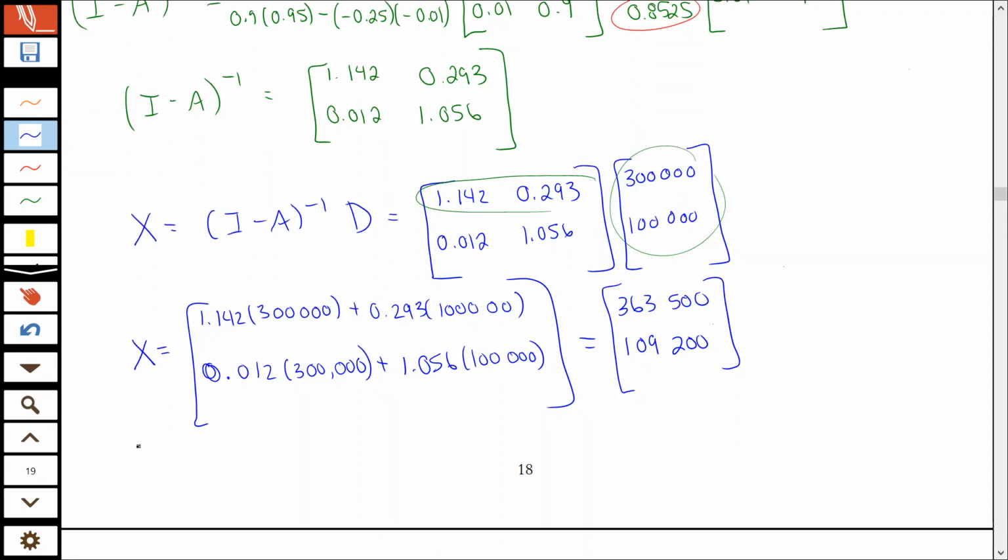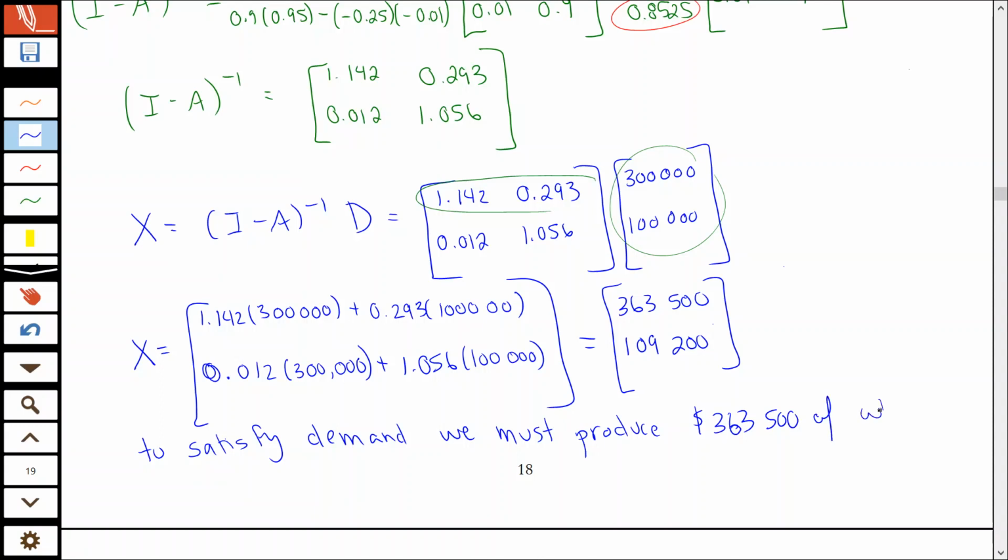And so this is saying that to satisfy our external demand, we must produce $363,500 of wheat and $109,200 of oil.